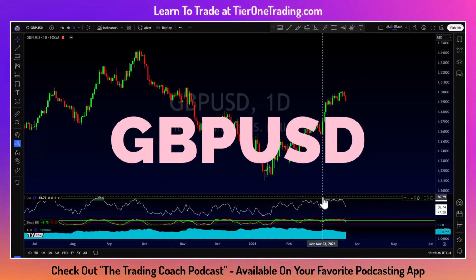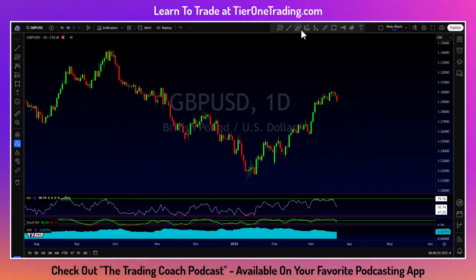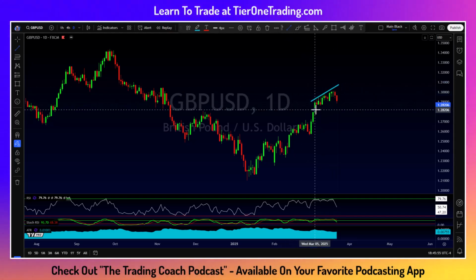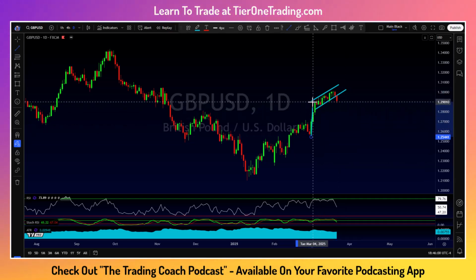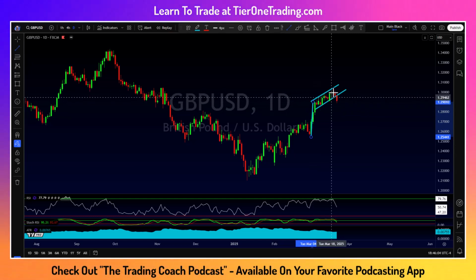Next up is going to be the pound dollar. Pound dollar is setting up something similar to what the euro dollar set up a few weeks ago. It is a deceleration pattern in the form of a rising channel. So this thing right here, you can see price action spikes up at a very high rate, or rallies up at a very high rate. And then we kind of just drift off to the side.